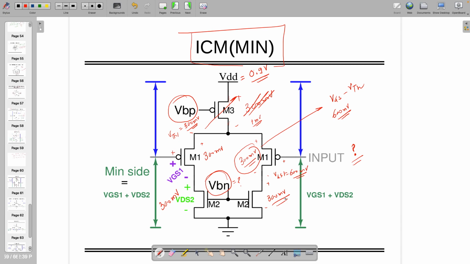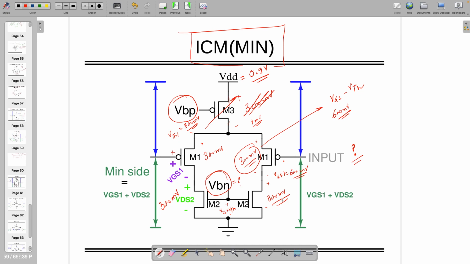VGS plus VTH, right, at the input side. Sorry, VDS plus VTH at the input side, right? So that one VTH is gone over here, right? So it requires at least 600 millivolt, something like that, right? So these are the things you have to work out.